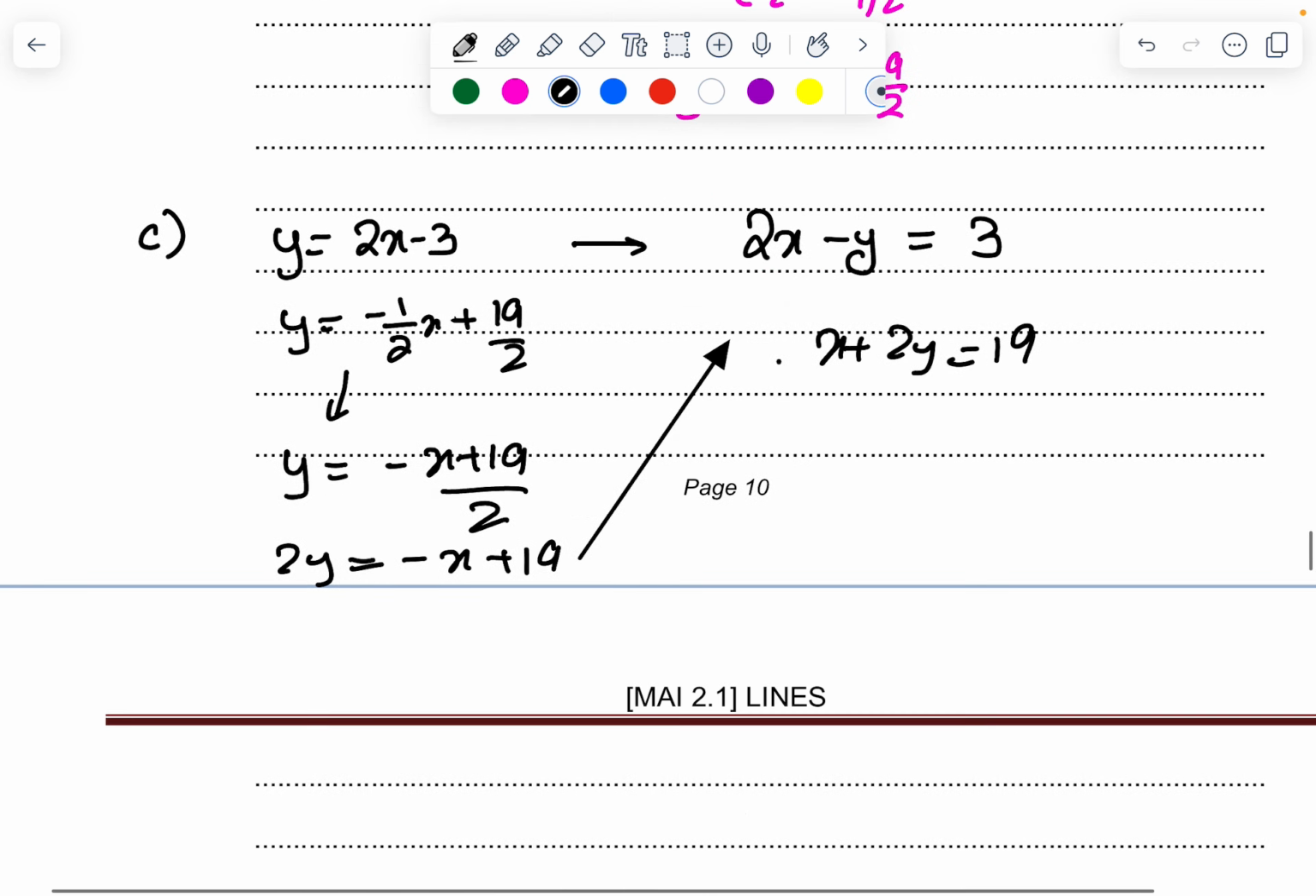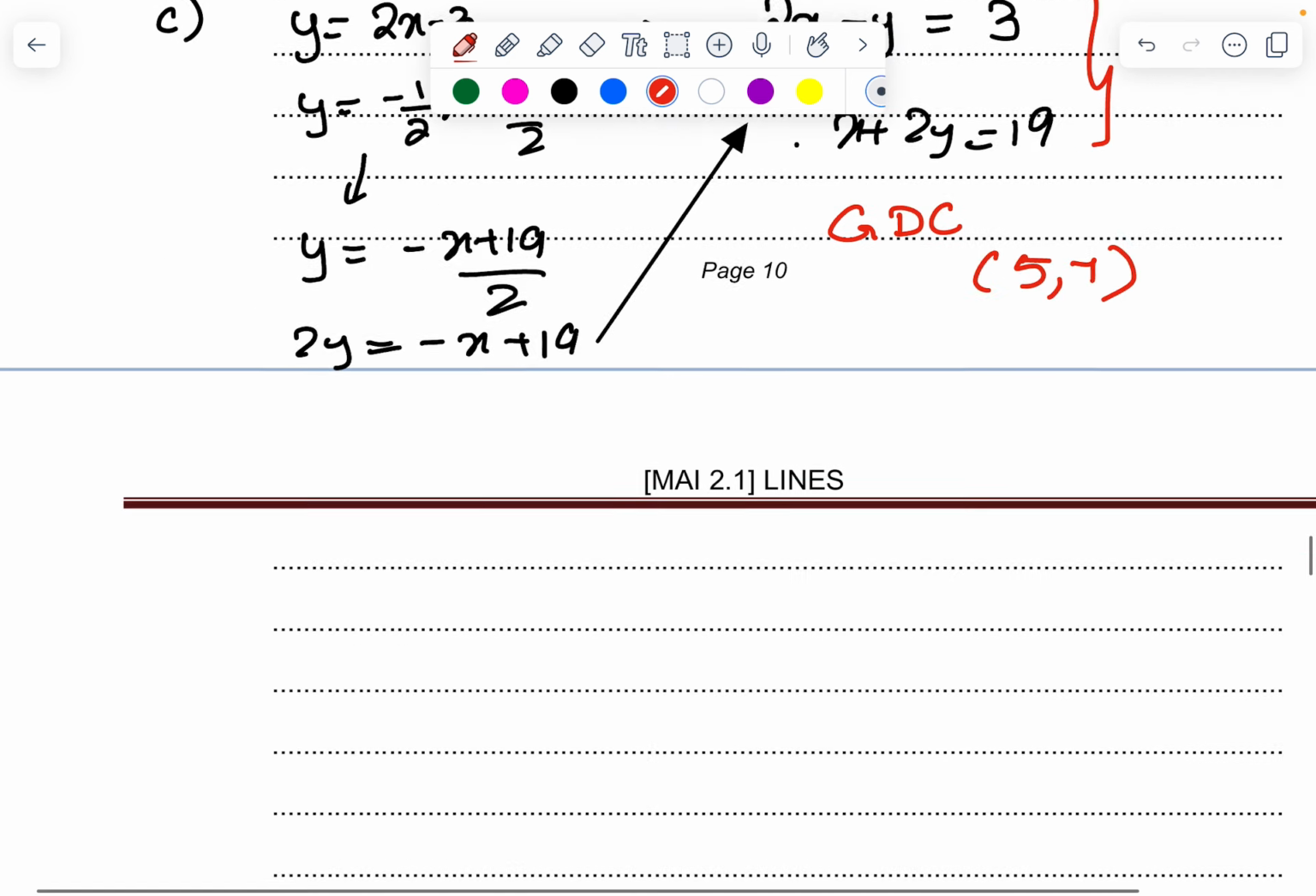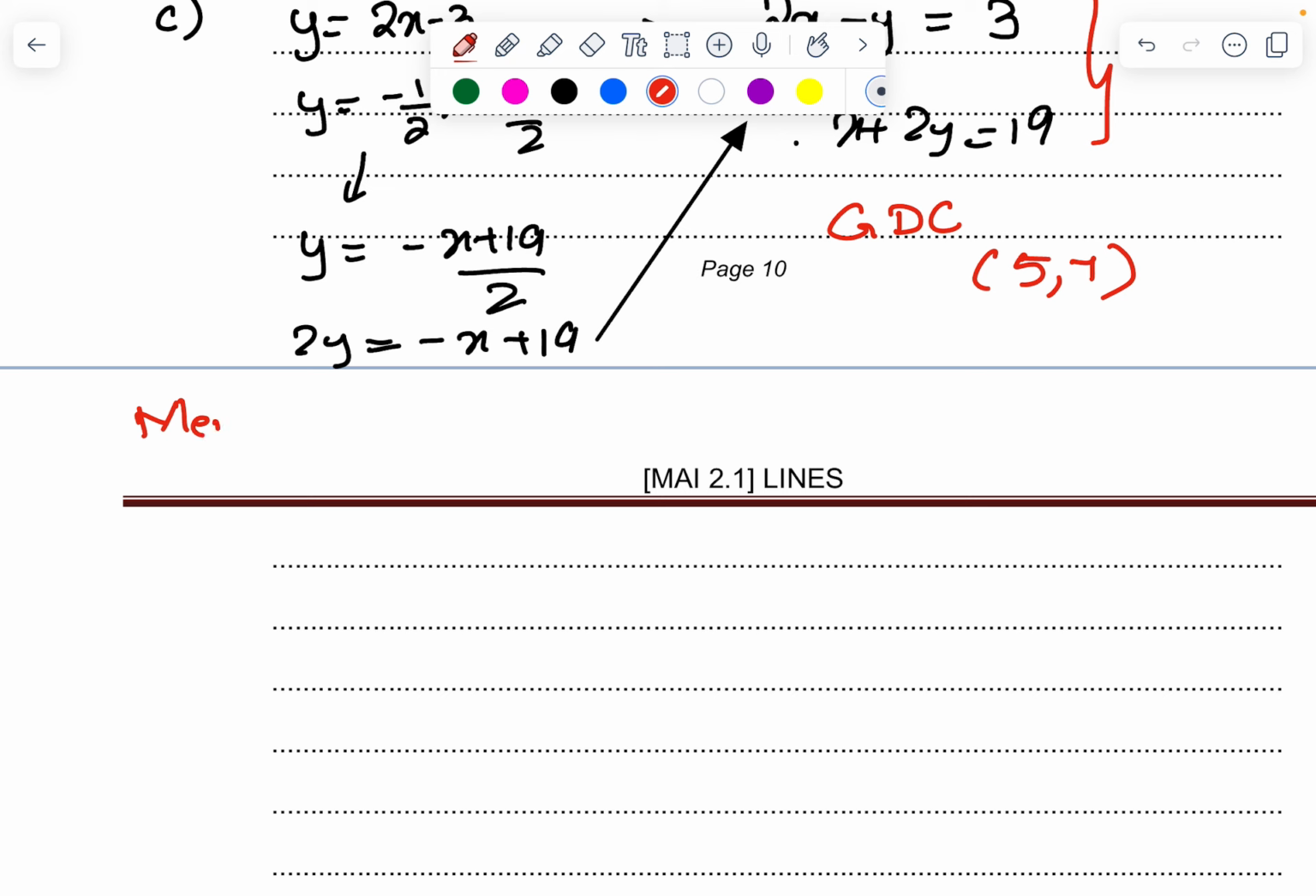So now use the GDC. These two equations, use the GDC to solve it out. You will be getting (5, 7). So what is the method to use GDC? Find menu, then use equations, then do F1, which is simultaneous, and use that and get the answer as (5, 7).